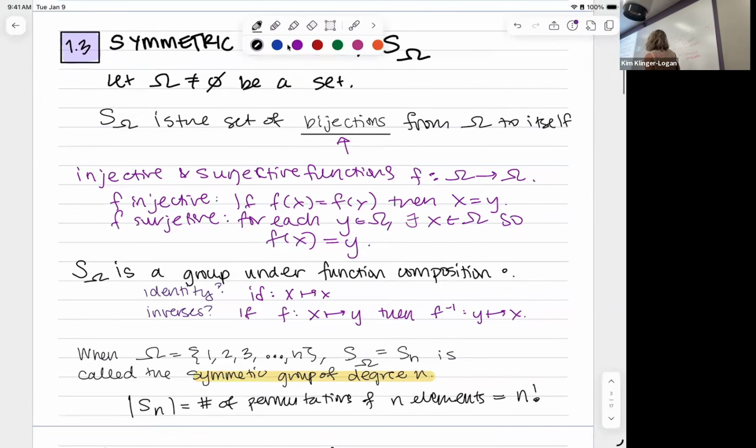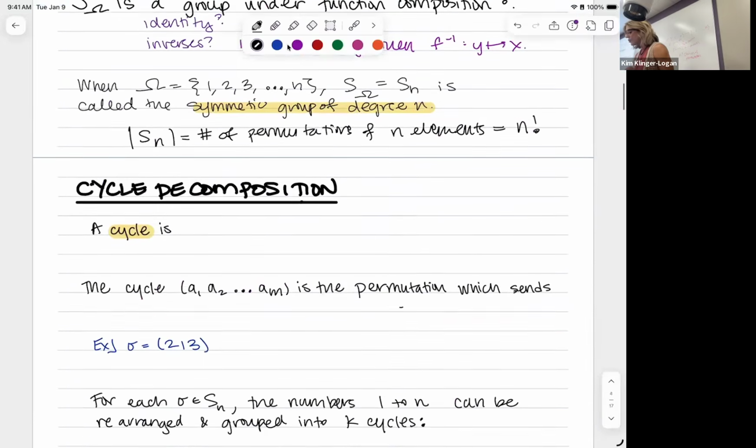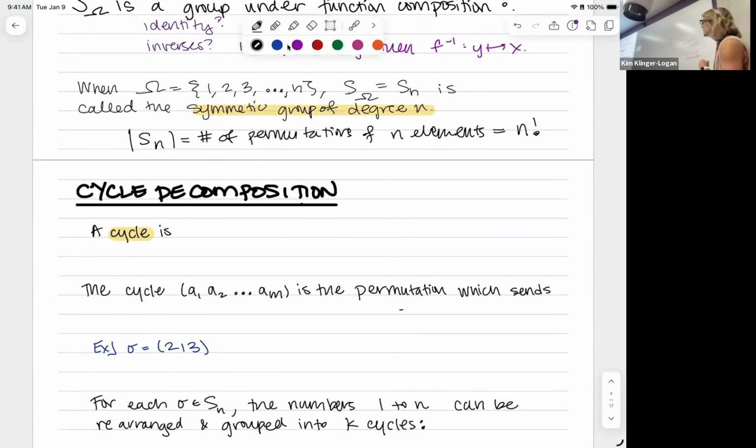And okay, so what are these elements? They're functions. When we're talking about Sn, they're functions from the set of n integers to the set of n integers. And there's a nicer way to write these functions, which is called cycle decomposition. So what is a cycle? It's a shorthand way of writing these permutations, right?